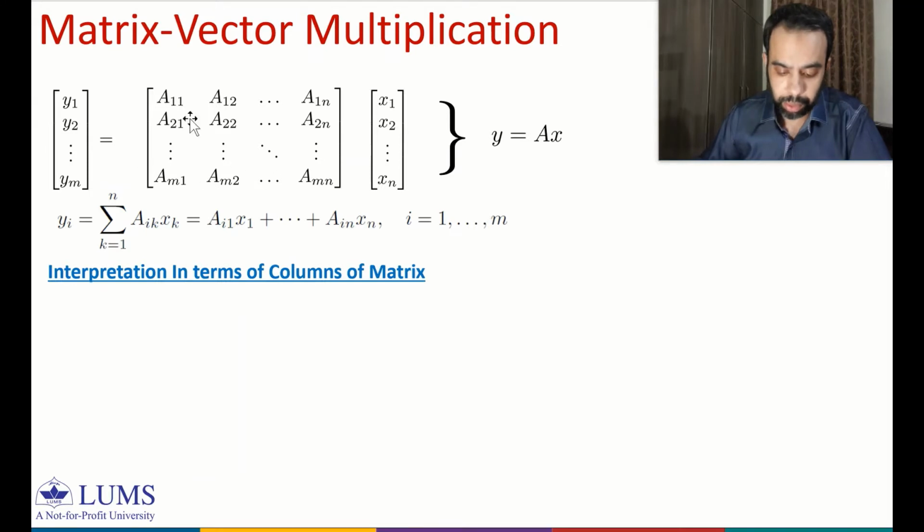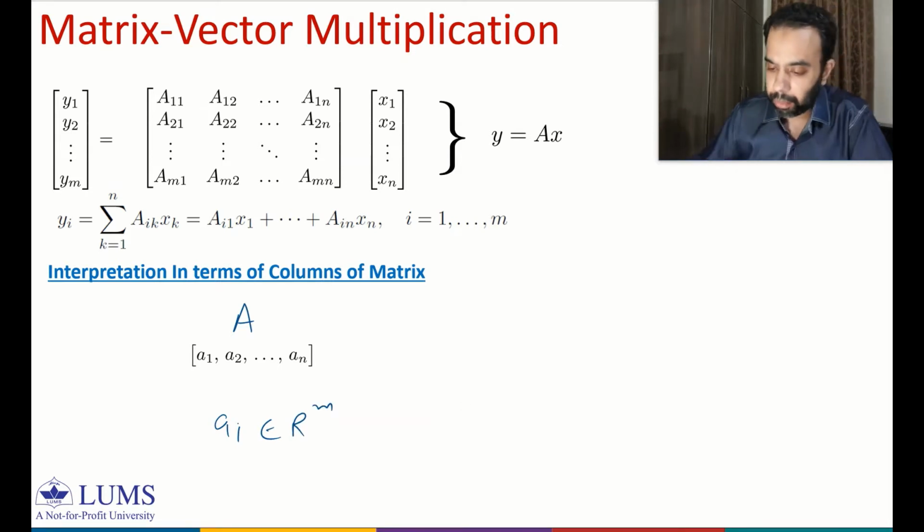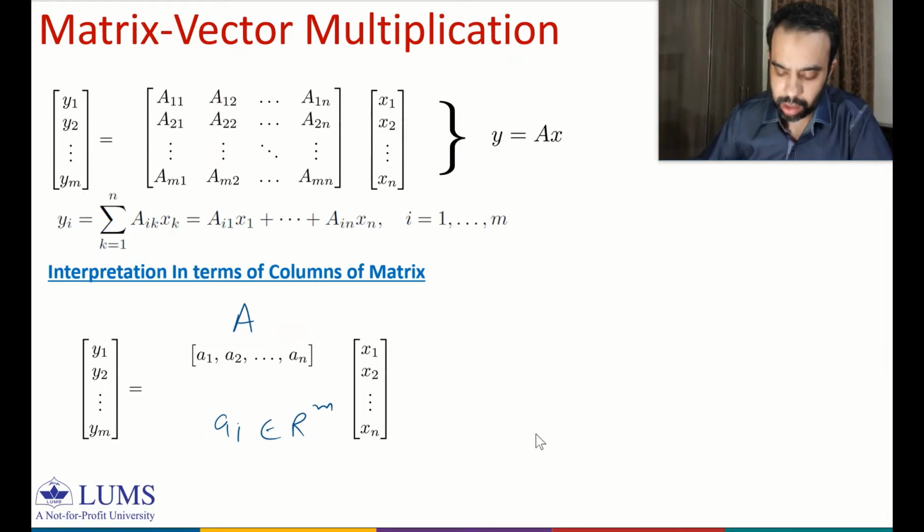Similarly, I'm going to use the notation where I define each column of the matrix as a different vector. Say a1 denotes the first column, a2 denotes the second column, and if I stack all of these vectors, I get this representation of matrix A, with each ai belonging to R^m. When we multiply this with the vector x, we obtain the product y equal to Ax.